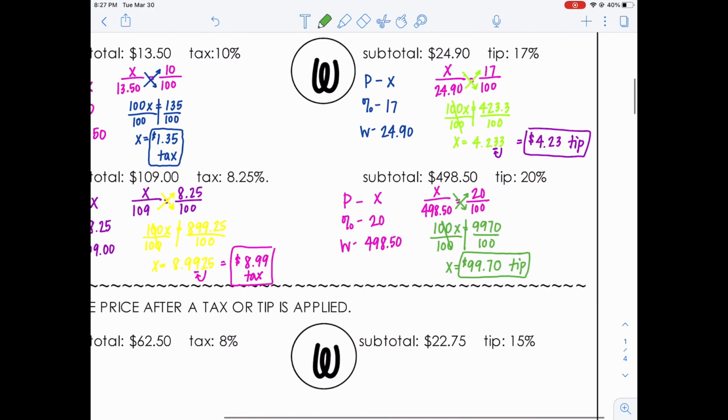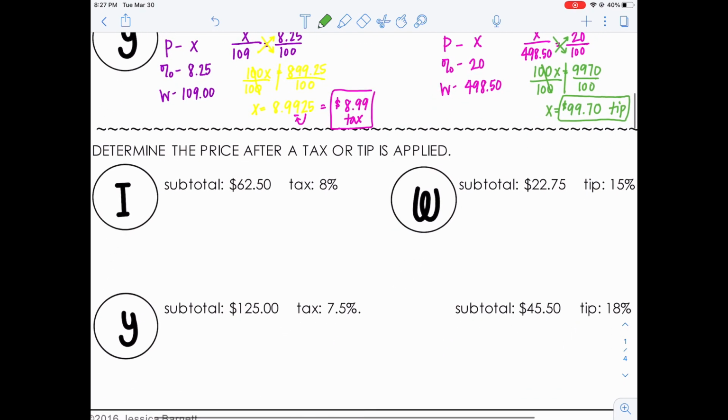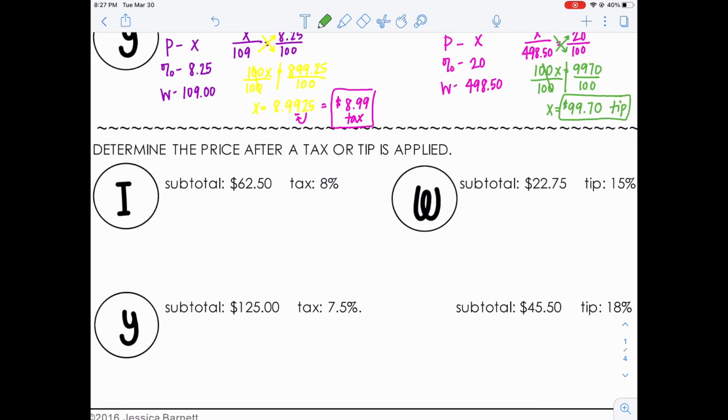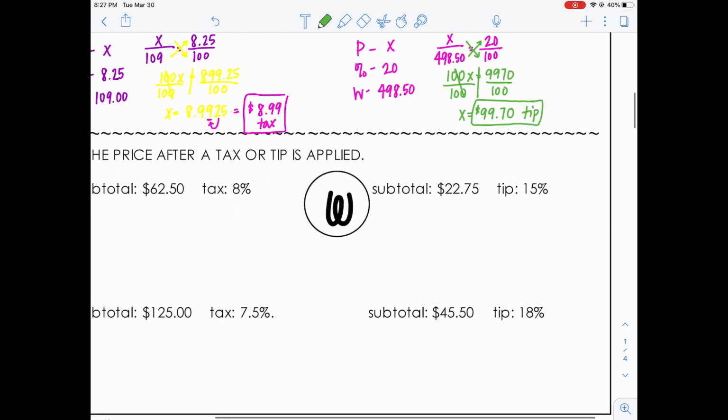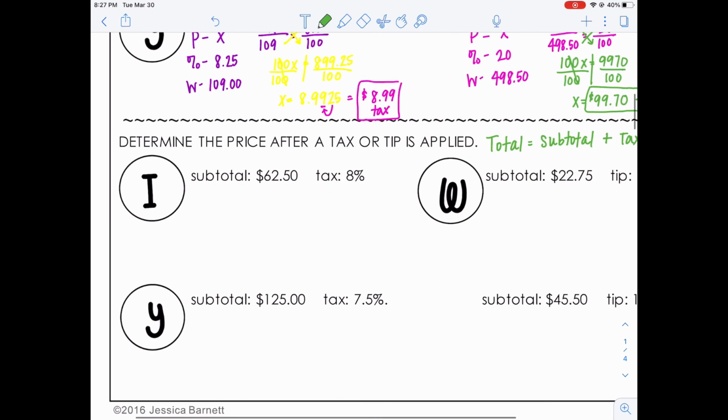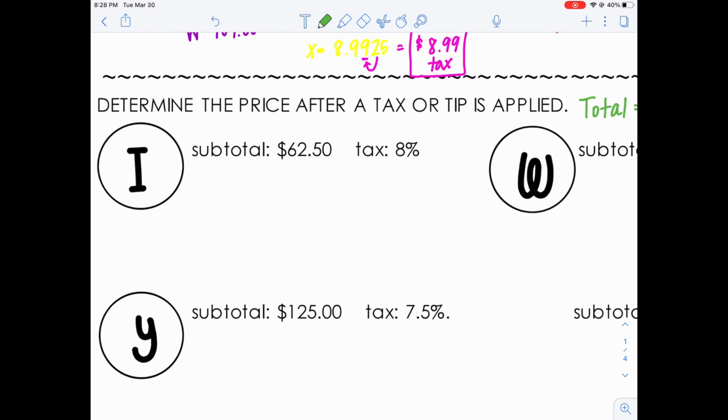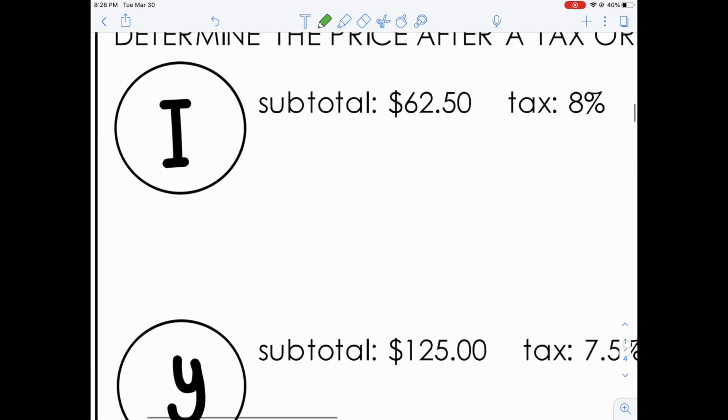Okay, now that we spent some time just learning to calculate the tip or the tax, now the directions say determine the price after the tax or the tip is applied. So we are talking about the total amount. The total amount equals the subtotal plus the amount you find for tax or tip. So we're going to start this out exactly in the same way. We're going to continue with doing part, percent, and whole down the side first.